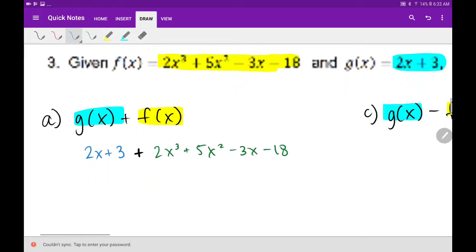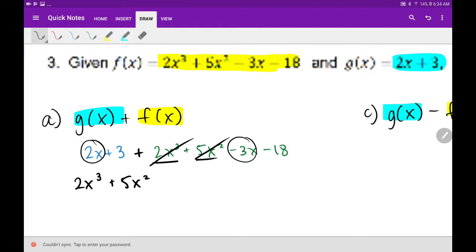Okay, at this point, we just need to combine our like terms. So starting with the highest degree term, which is 2x cubed, has no like terms, just copy it down, followed by 5x squared. Next, we have 2x minus 3x, which gives me -1x, or you could just write that as -x. And then we have plus 3 minus 18, which gives me -15. Now all of my like terms are combined, and this would be my final answer.